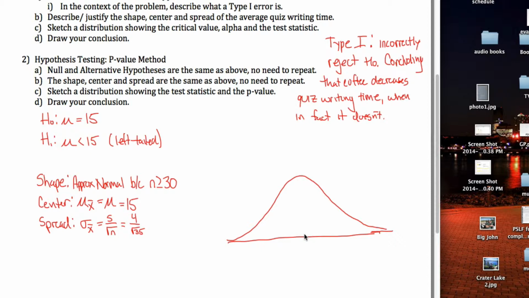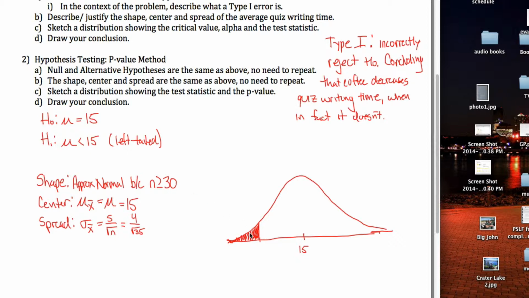Okay, so when you're drawing the picture here, I'll just talk through it as I go. My center is 15. And what I want to do is draw my rejection region. Your rejection region is the area where, if your test statistic falls, you're going to reject the null hypothesis. I'm going to draw a region only on the left side of this distribution. Why the left side? Because this is a left-tailed test.